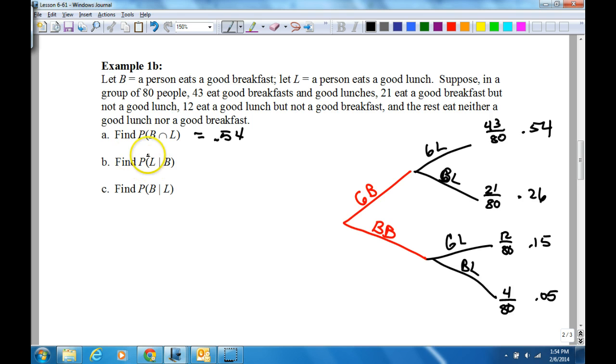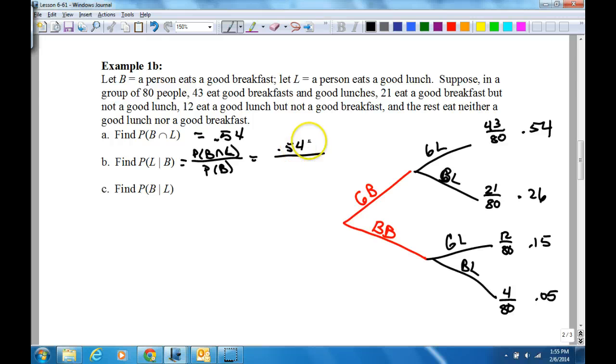Now, this one says find lunch given breakfast. So, basically, that's the same thing as saying probability of B intersect L over probability of B. So, good breakfast and good lunch, we already said was 0.54, so that should go on the top. How do you know it's good? Because I'm just assuming positive. Wait, what probability of L given B? Yep. Good lunch, given good breakfast.